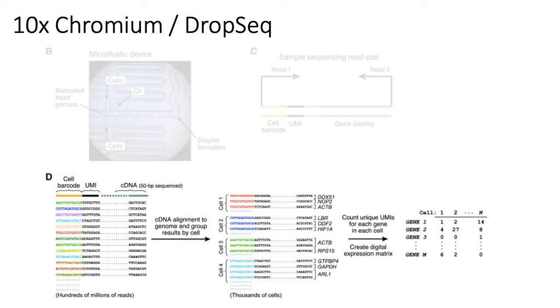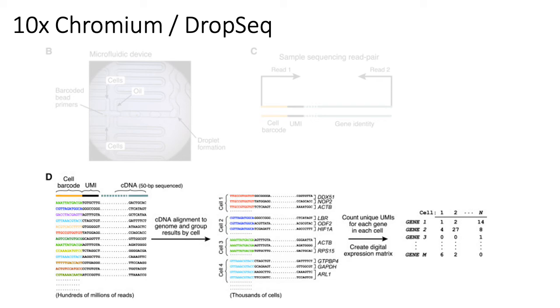You can tell how many times each cDNA molecule was amplified, relatively speaking, because you'll just see the same UMI get duplicated over and over again. And so you can tell how many original transcript molecules there were, because that will correspond to the number of unique UMIs that you sequence in your library.